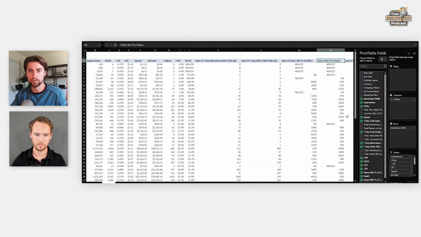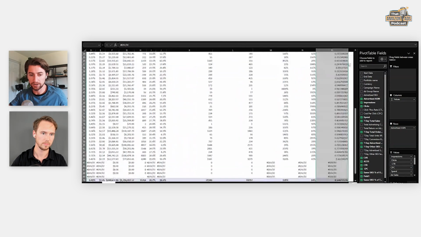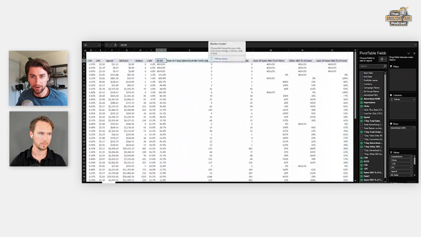So sometimes, let's just say we're really trying to move inventory and we're putting a lot of spend behind a product. Amazon's telling us we're getting a lot of sales, but Seller Central is saying we're not moving the product at all. When we download these reports, we can see how many of the attributed sales are actually this same SKU versus a sale coming from another SKU.